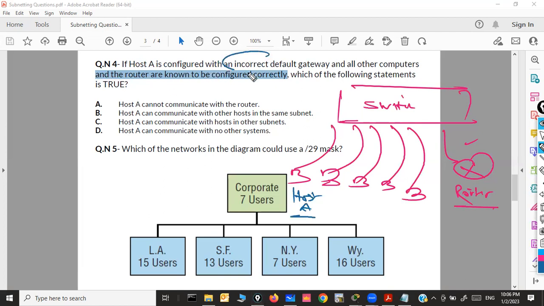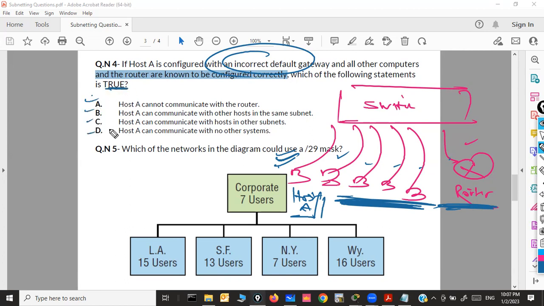Host A is configured with an incorrect default gateway. So the gateway is not properly configured on one host. All other computers and the router are known to be configured correctly, so they all have proper configuration. Only host A has an improper gateway configuration. Only the gateway is not correct, right? Gateway, not IP and mask, gateway. Now, tell me which of the following statements is true out of 4 options.